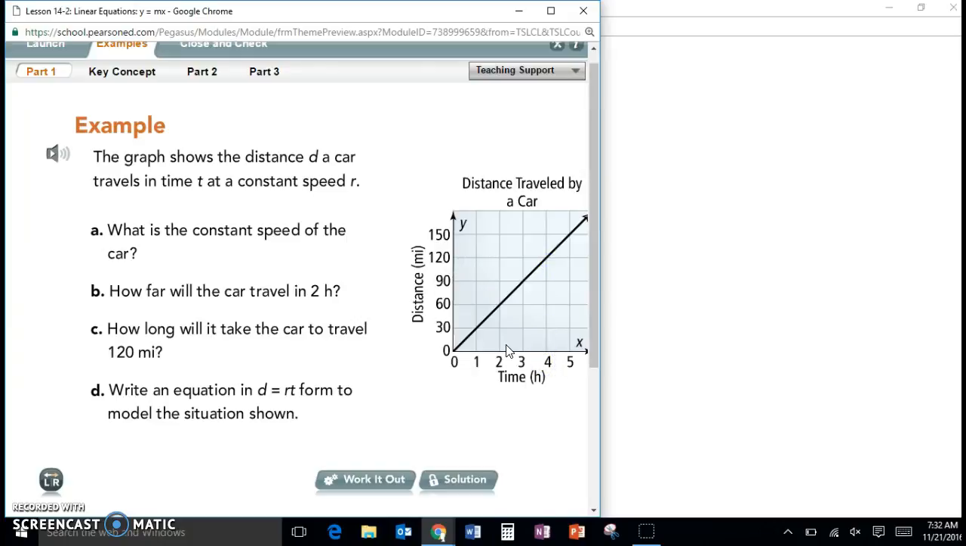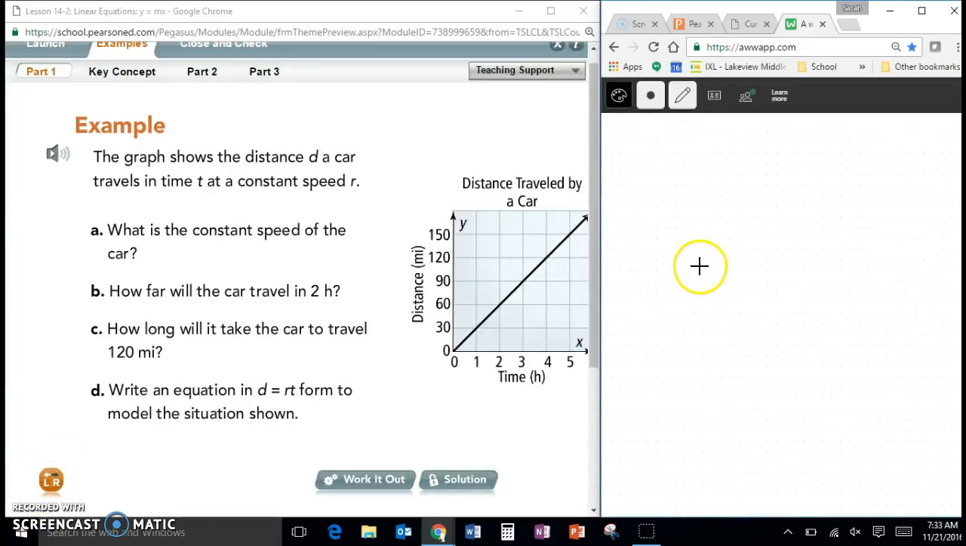And write the equation d equals rt to model the situation. So on part D, it would be distance equals 30t because 30 is your unit rate.